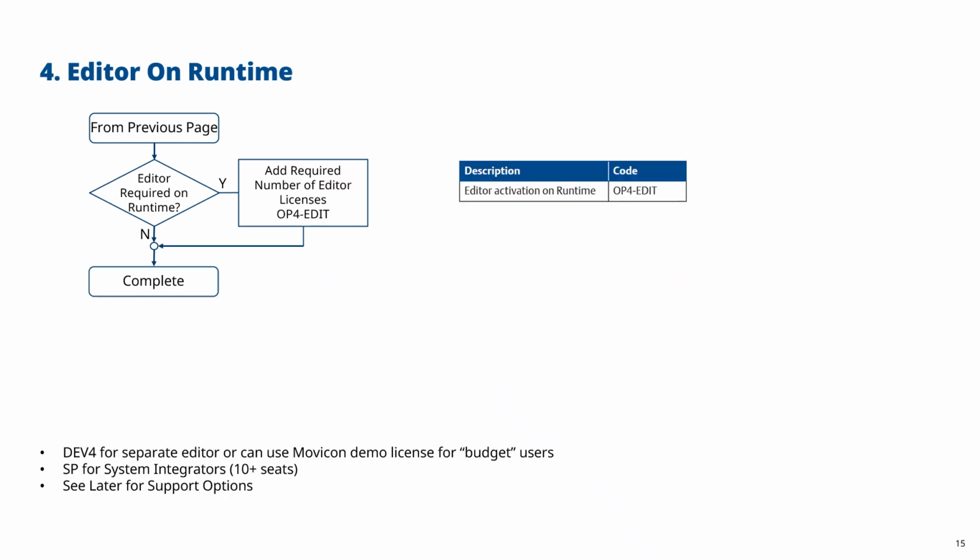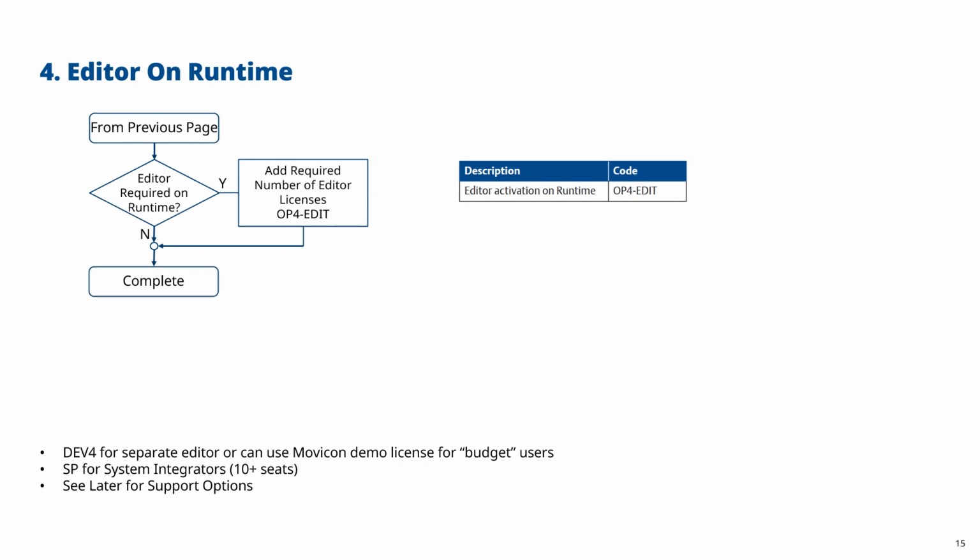Now, we do have a dedicated part number for developers, but it's also possible to add editor capabilities onto any runtime node, be that an RTSC server with client or an RTC4 license. To add editor activation on runtime, you would choose the OP4-edit part number, and you'd add that onto each license where you want to do editing.